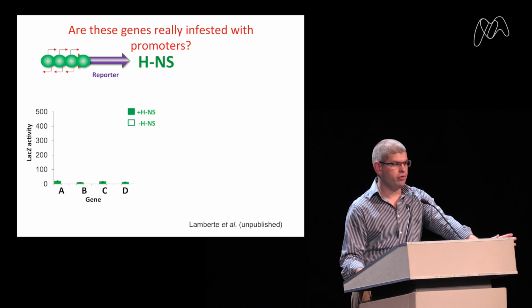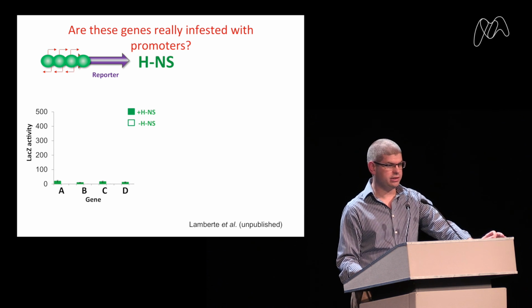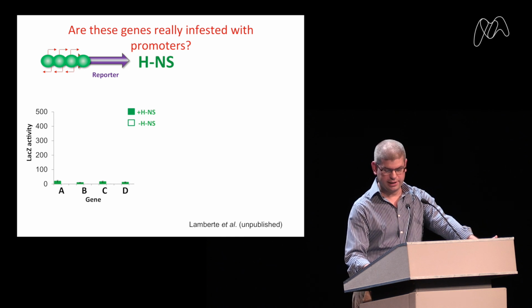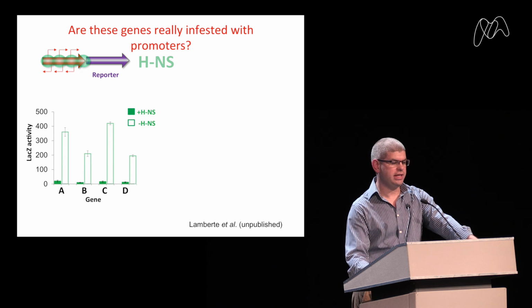So the tiny green bars that you can see there are data from wild-type cells when H-NS is present, and you can see that we get very little reporter expression. So H-NS is silencing transcription from these intragenic promoters. When H-NS is deleted, you can see that the activity shoots up.